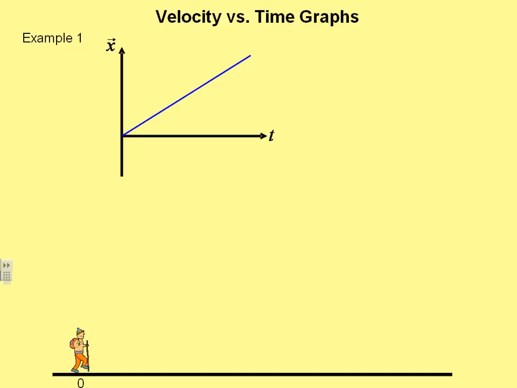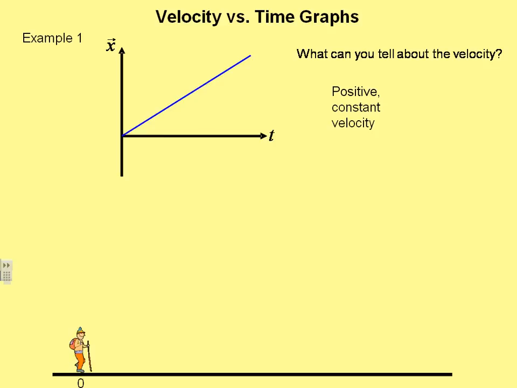Now, looking at our position time graph, there's a couple of things we can tell about the velocity that our man has. We can tell that his velocity is positive and that his velocity is constant. And we can tell that because we've defined the velocity to be, on a position time graph, the slope. And this graph has a positive constant slope. It's linear. So a positive constant slope on a graph of position versus time means that you have a positive constant velocity.